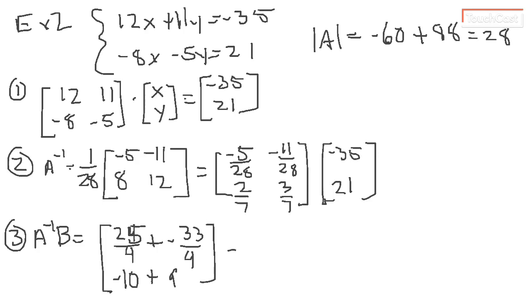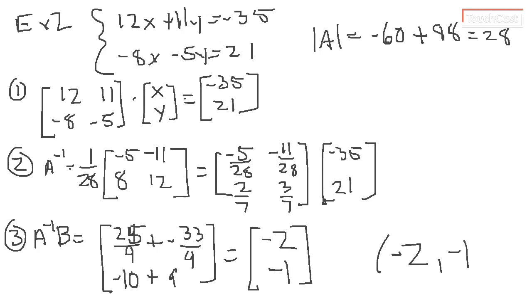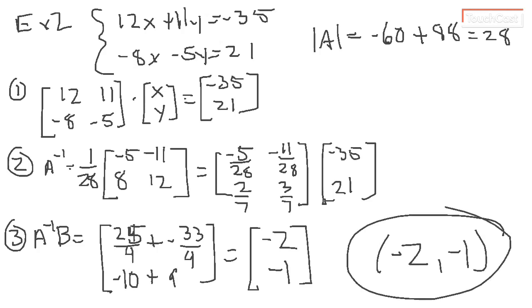Now we add them. So we're going to have, what? 25 plus negative 33 is 8 over 4. And that simplifies to negative 2. And then negative 10 plus 9 is negative 1. So we've got our x and our y values. So our solution to the system is going to be negative 2, negative 1.